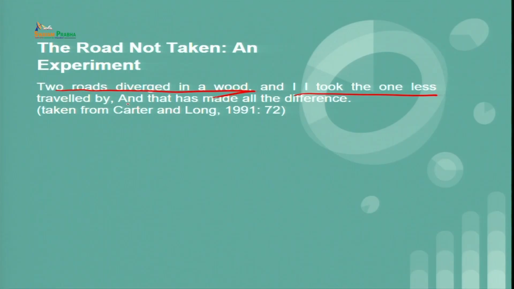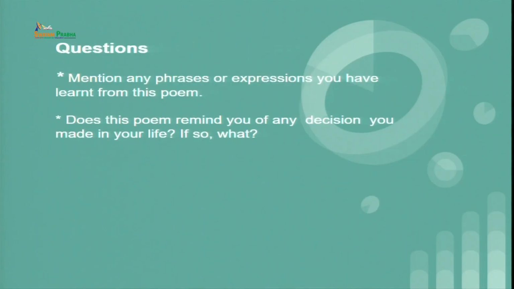And then there is a line, that has made all the difference. So why is this difference made? Because the author chose the way which was not traveled by everybody, he chose to go through struggles, or maybe he chose to take a different decision which is not really commonly taken. And therefore this is the language-based approach.